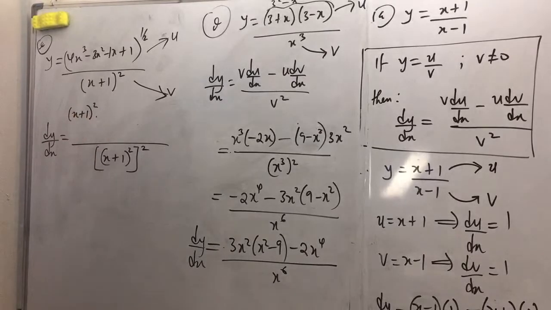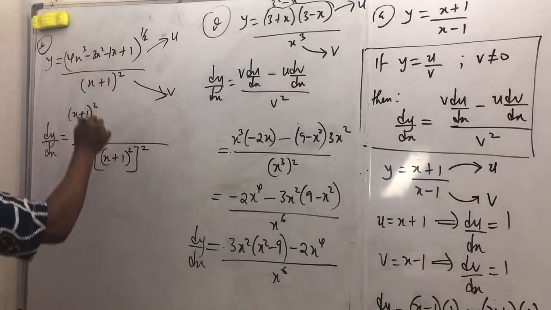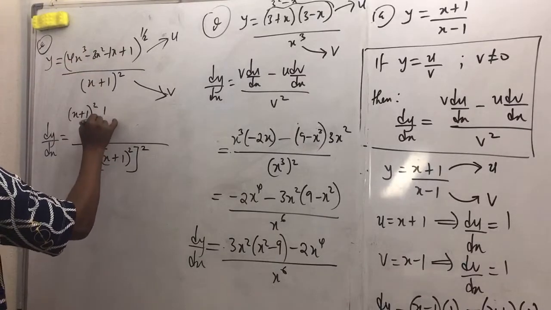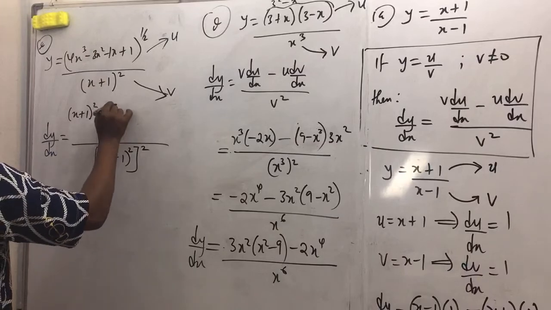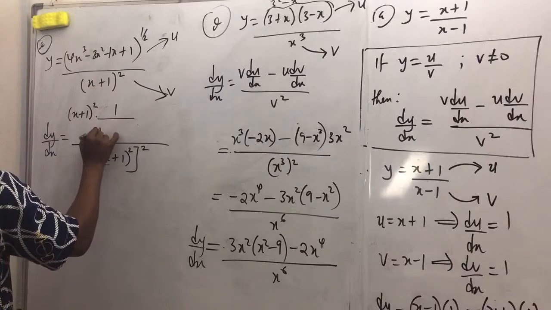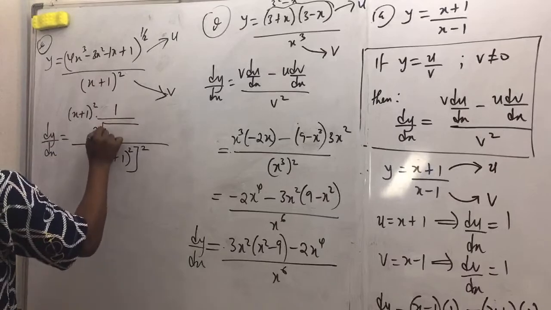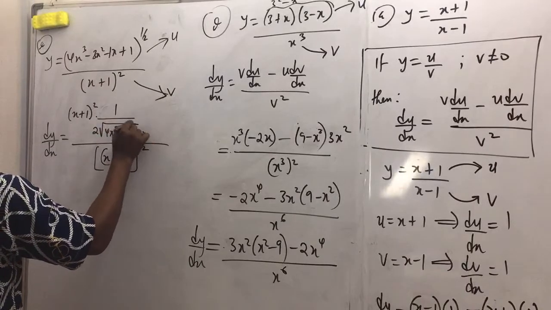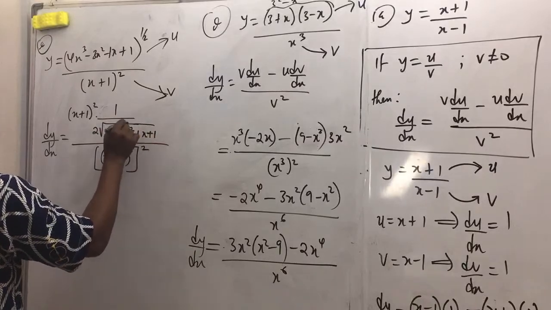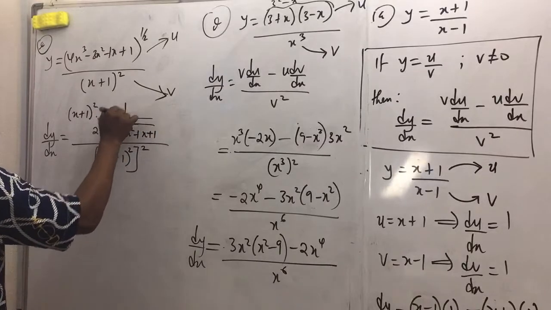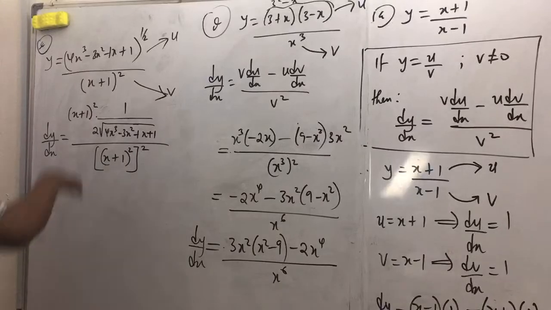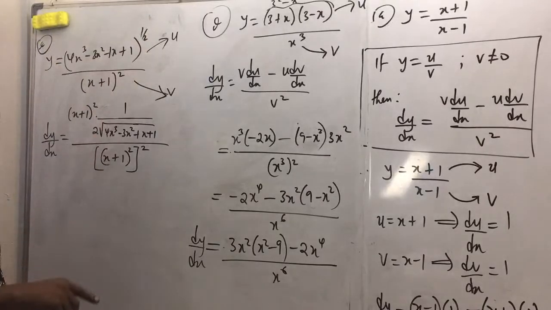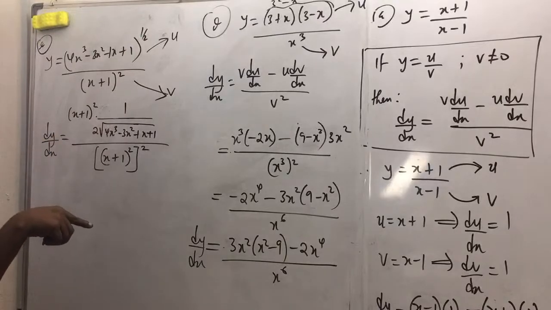My u, differentiating my u will give me, differentiating the outer function, half times 1 is half. So I'm going to have 1 over 2 square root of all that is in this bracket, 4x cubed minus 3x squared plus x plus 1. Okay? That is using the idea of function of a function. Differentiate the outer function. Whenever you differentiate anything raised to power half, the result will give you 1 over 2 square root of that stuff.